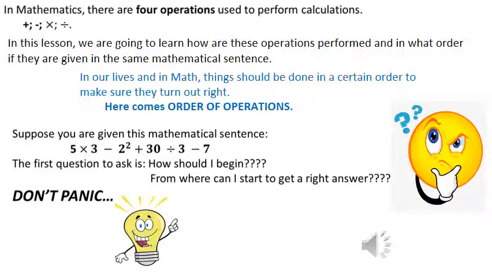So suppose you are given 5 times 3 minus 2 squared plus 30 minus 3 divided by 7. Now the first question, how should I begin? From where can I get the correct answer?